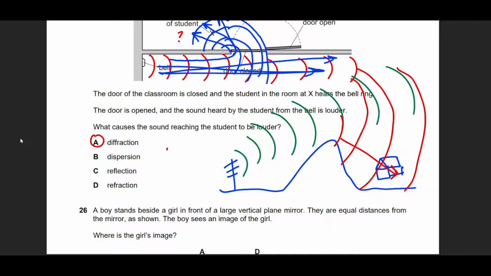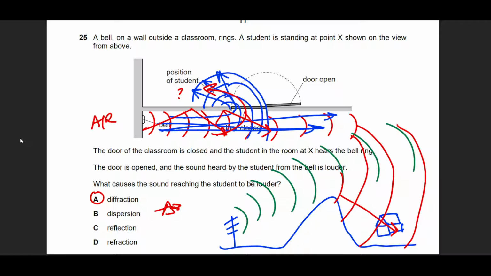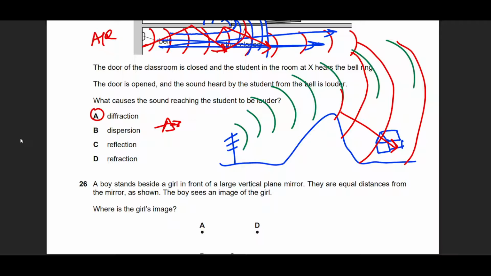Dispersion is when white light disperses into 7 colors. This is certainly not the case here. Reflection is when it bounces from one point to another. If it had been reflection, then the sound would get reflected back. How is it going to get to the student? Refraction is a change of medium. You're still standing in air. This is air, and this is also air. There is no change in medium. When there's no change in medium, refraction would not have been the answer.